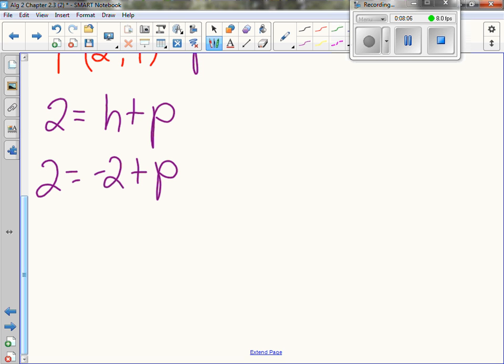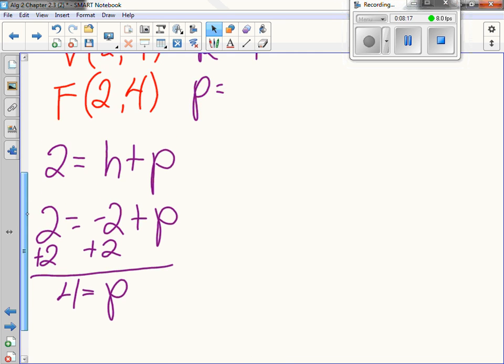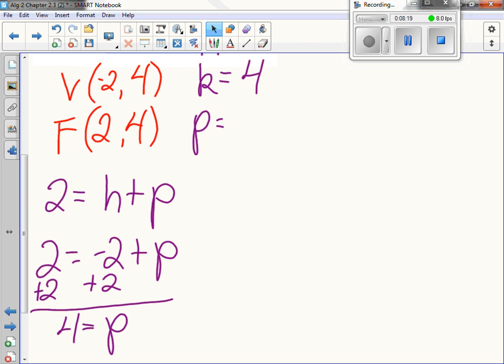So we would add. Since 2 is negative, we would add 2. 4 is equal to p. So we find the value of p is 4.